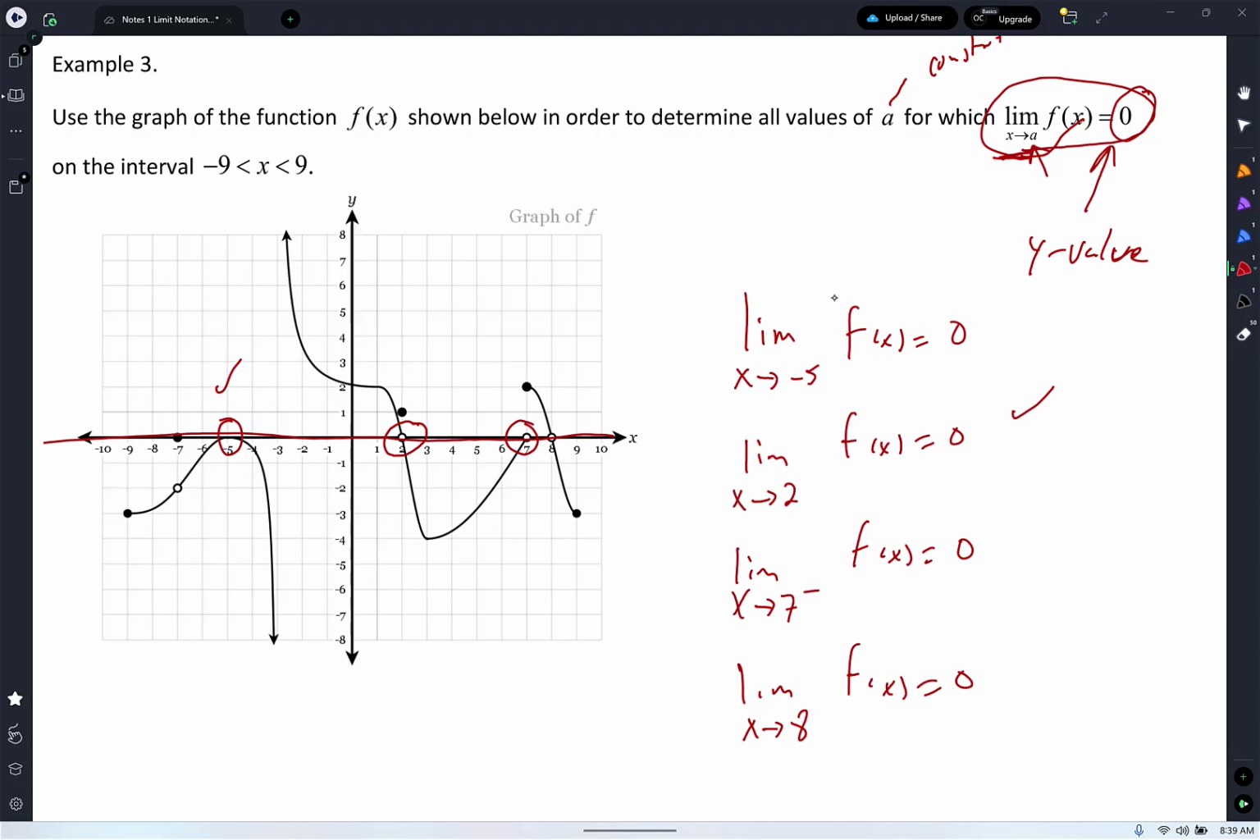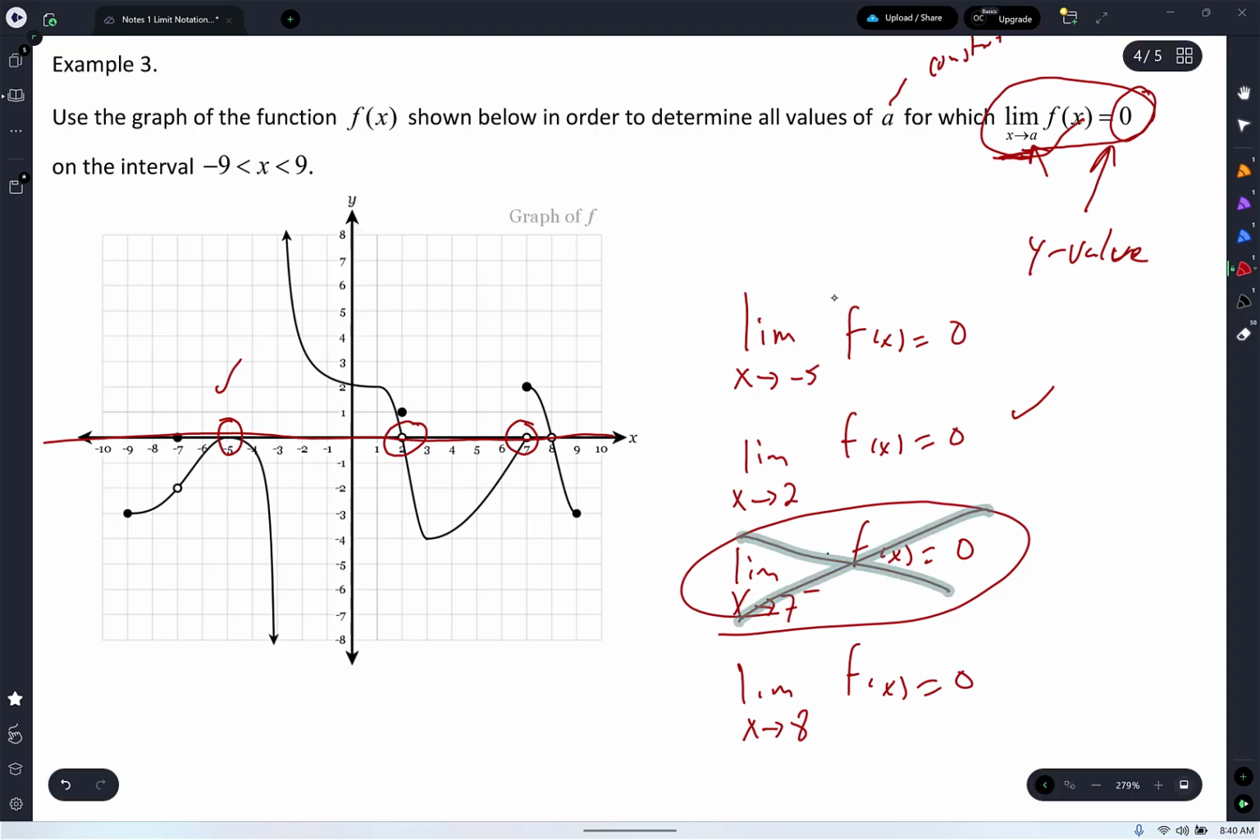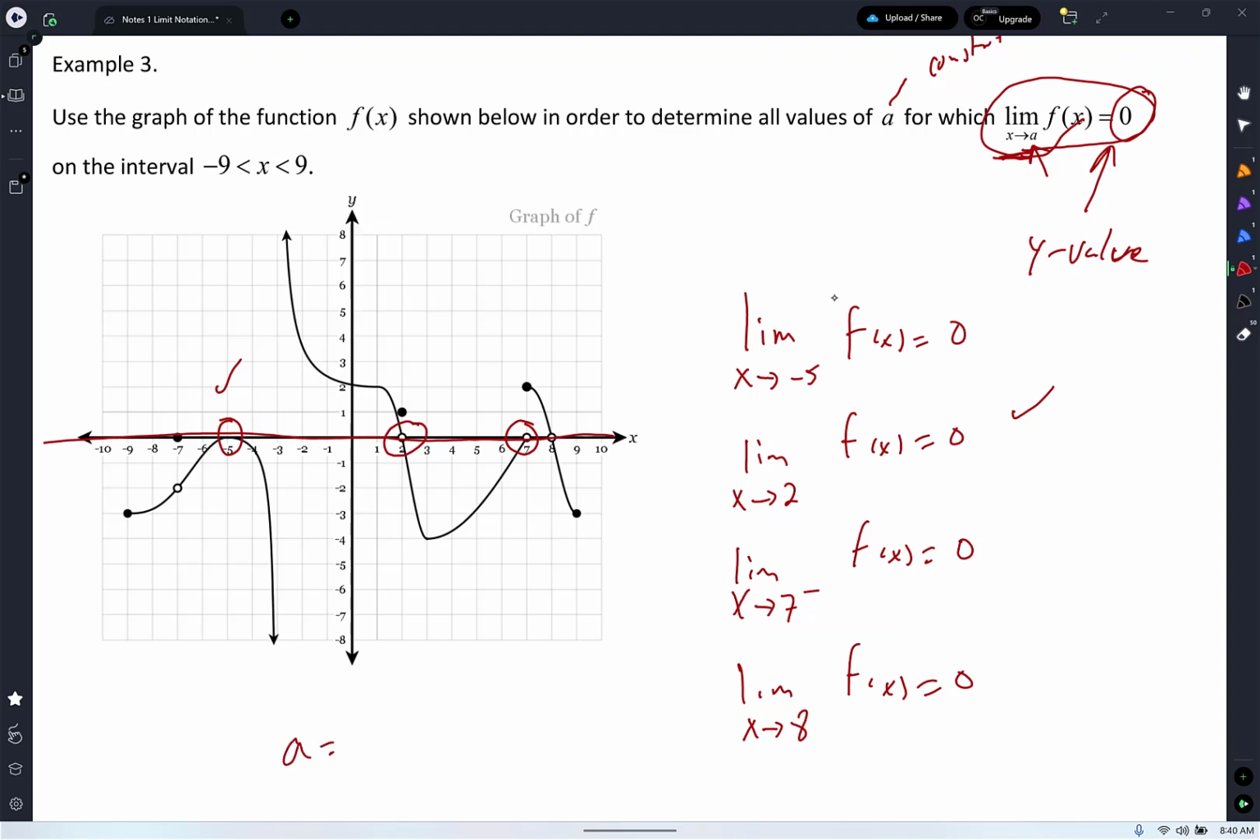So the only one that I cannot use is which one? Just this one. This is actually a true statement. From the left, it is 0. So maybe I shouldn't put an x on it. But for your a values, what are your a values? So a equals -5, comma, 2, comma, not 7, but definitely 8. And there it is. Those are your a values where this is true. Does that make sense, guys? Yeah, let me know because I can't read minds. It makes sense? Okay.